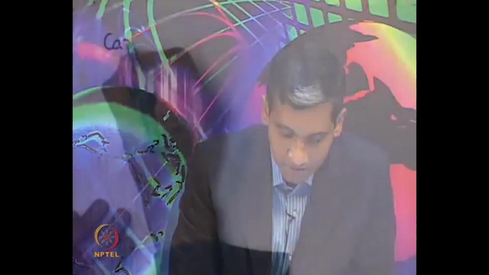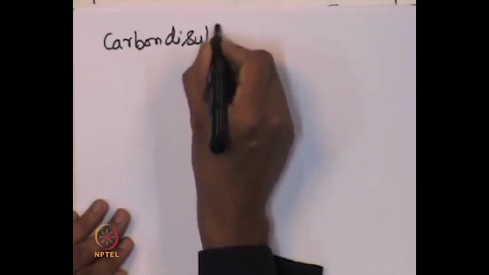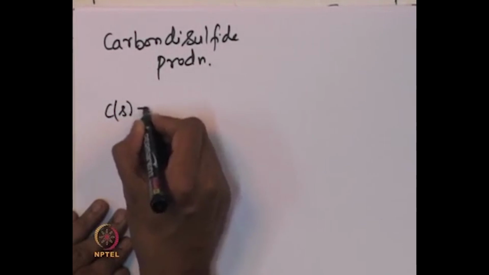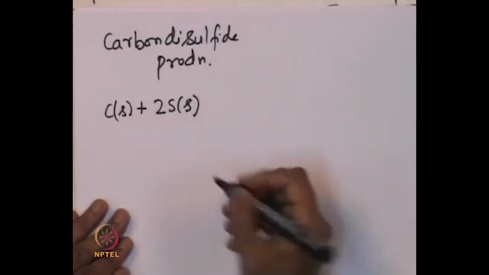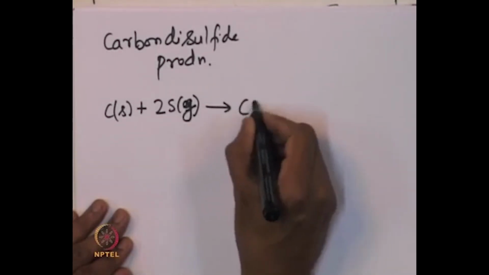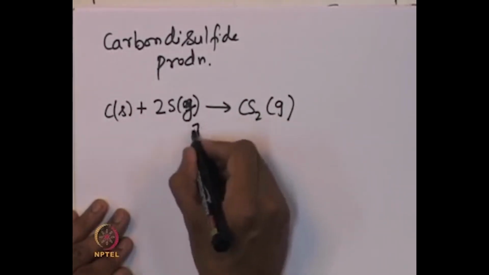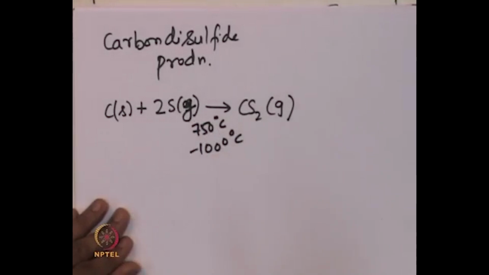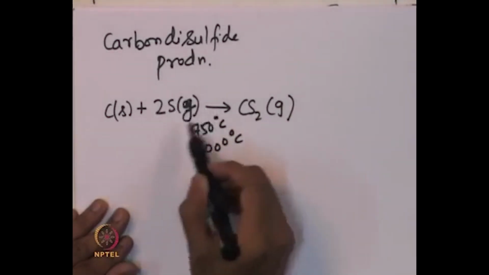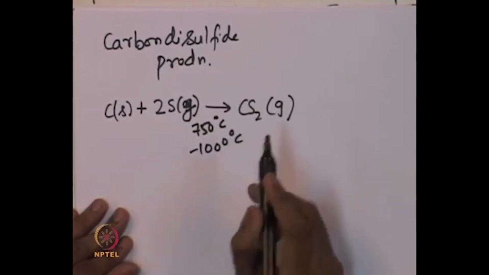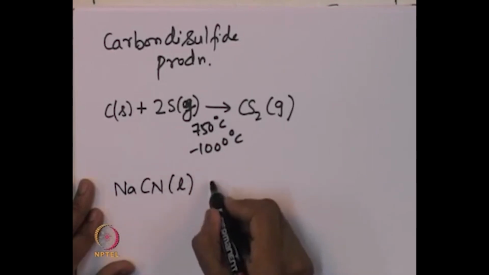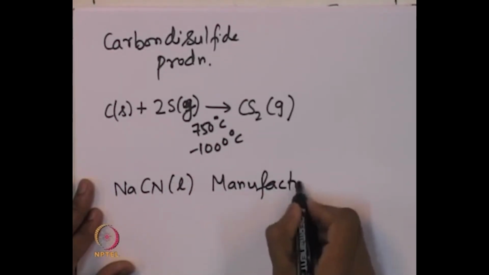A similar process occurs in the manufacture of carbon disulfide. If we look at carbon disulfide production, the reaction scheme is carbon in its solid form reacting with 2 sulfur molecules, in the gas form, leading to the formation of CS2. This typically occurs at 750 to 1000 degrees C, so at a very high temperature. Carbon in the solid form is present as a solid core, and sulfur in the gas stream reacts to form carbon disulfide. Another example is the manufacture of sodium cyanide.